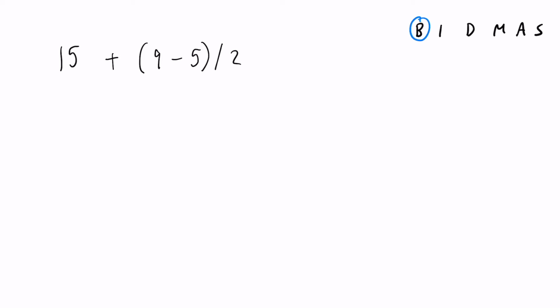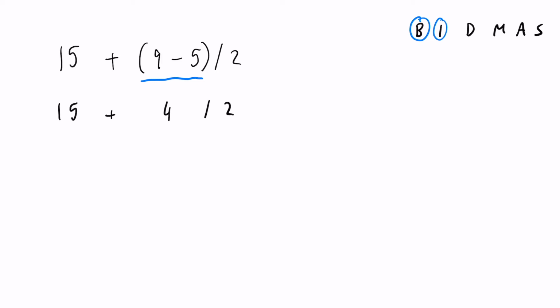First of all, we want to look at the brackets. Now we can see that there's brackets here. So that means that we have to solve everything within those brackets first. So let's rewrite the same line, but rather than have the 9 minus 5, we can put that into 4, because that's what that equals. So that now we've completed the brackets.